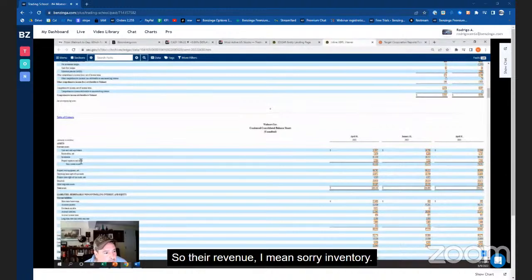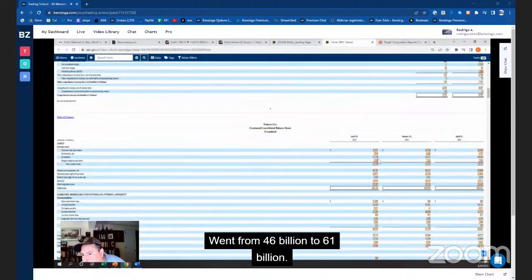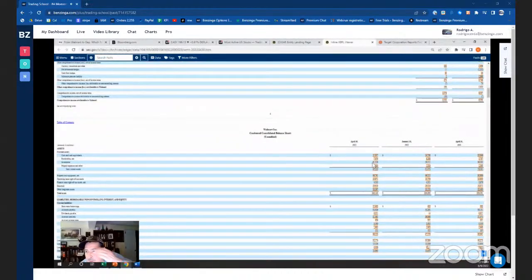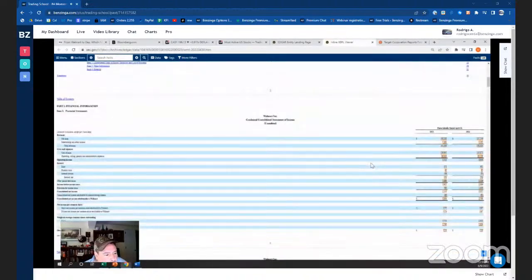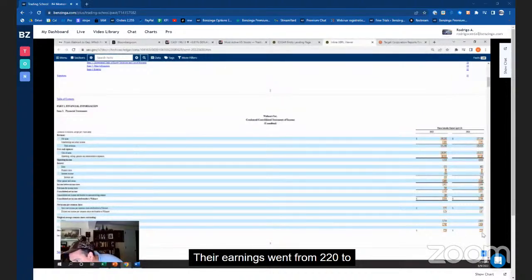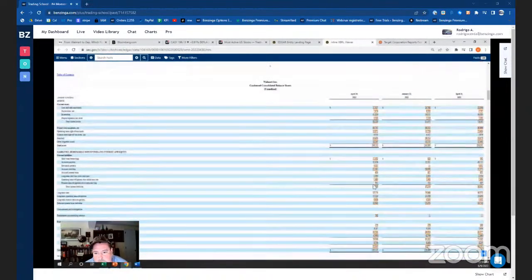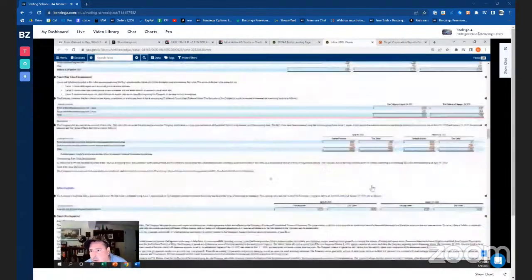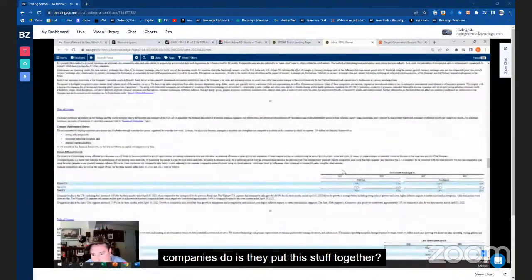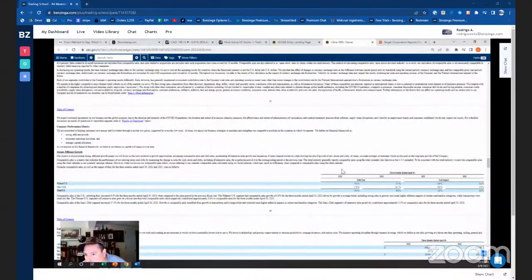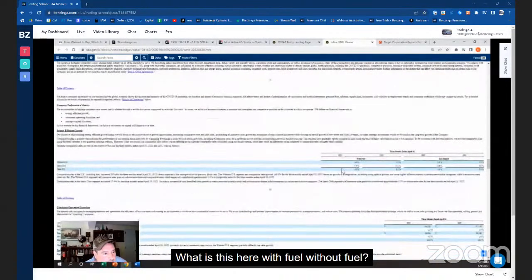So their inventory went from 46 billion to 61 billion. And let's see what their earnings were. Their earnings went from 220 to 224. All right, so they didn't take the shellacking of the earnings like Target did. So this is what the chief accounting officers and the financial officers of companies do, is they put this stuff together. What is this here? With fuel, without fuel?